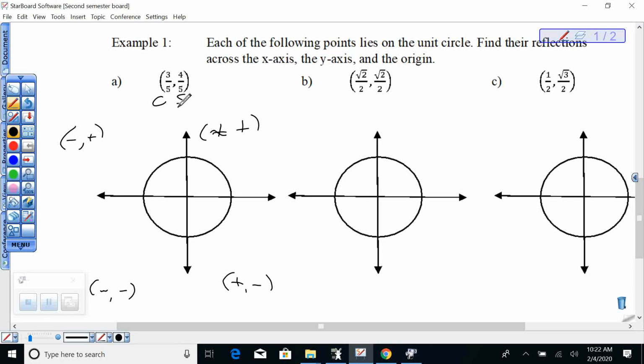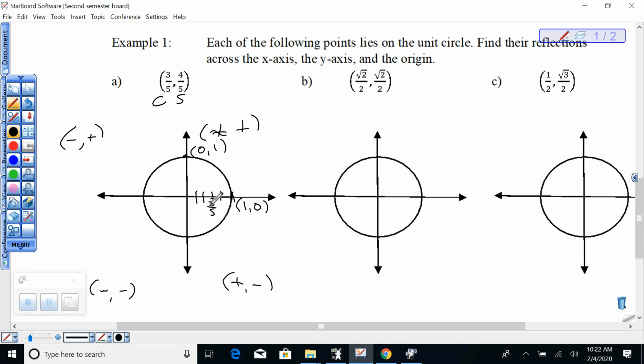Well, in the unit circle, this is 1, the coordinate (1, 0). And up here, this is the coordinate (0, 1), because our radius is 1. So if I want to go 3/5 of the way along the x-axis, I would just break up the x-axis into fifths. So this would be 3/5 here.